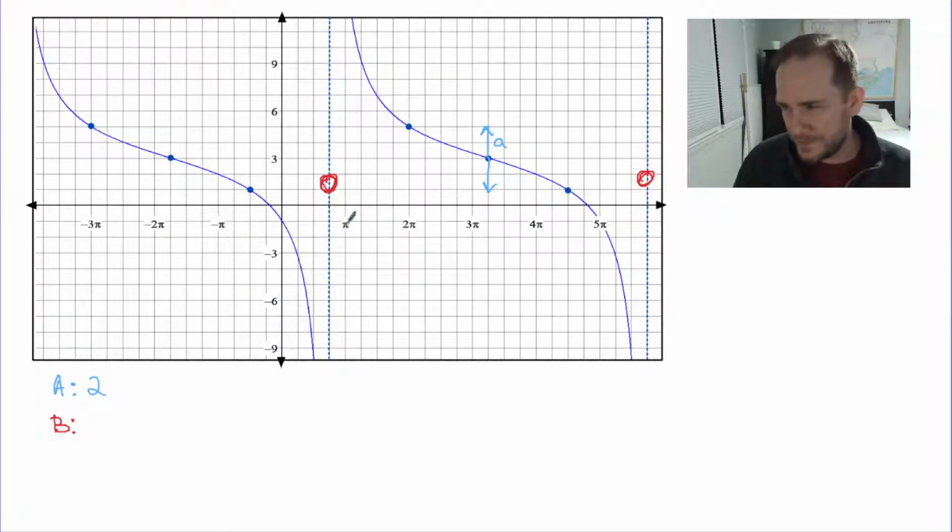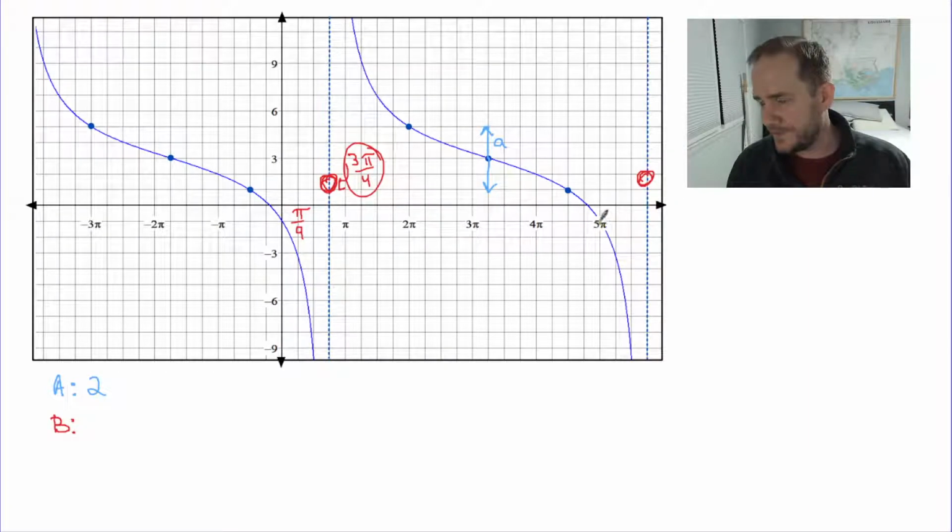So if this pi here is 1, 2, 3, 4 units, then every unit must be pi over 4, right? And so that means this guy is 3 pi over 4. It means this guy over here, well, who's this guy? He's 20 pi over 4. So what's this? It's 21, 22, 23 pi over 4.